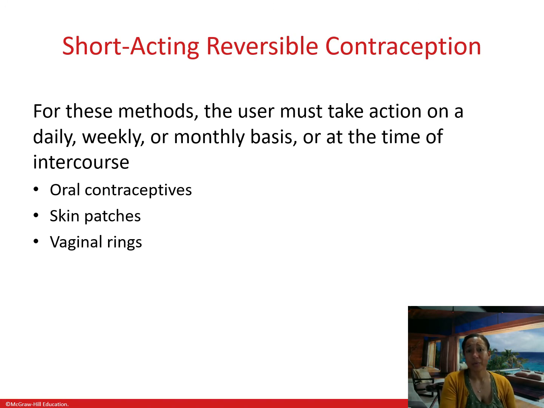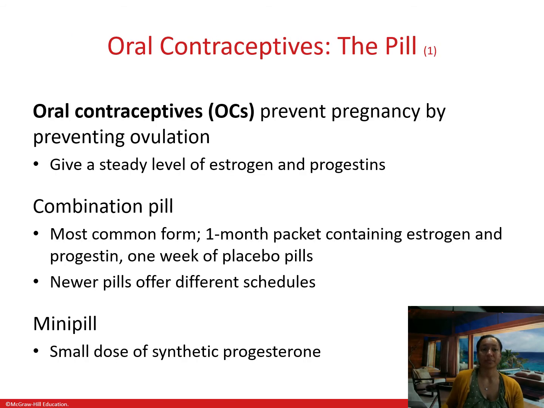There's short-acting reversible contraceptive. For these, there's oral contraceptives such as birth control pills. There's the skin patch, and there's the vaginal rings. And with this, the user has to take action on a daily, weekly, or monthly basis in order to ensure that these reversible contraceptives are going to work. And they're called short-acting because they don't last for very long. Like the slide says, it only lasts for about a day, week, or month, depending on the use of it.